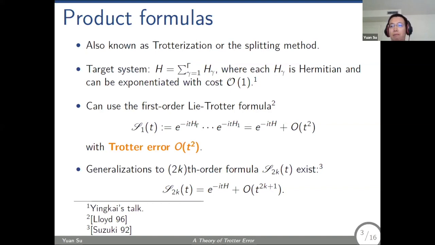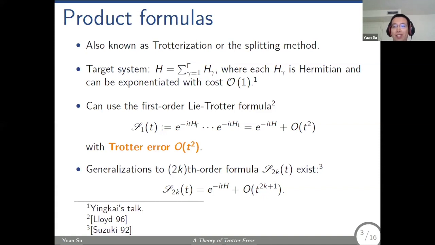In general, you can imagine that you can use more complicated formulas to achieve higher order accuracy. For example, you can use this S_{2k} formula to achieve 2k-th order accuracy, so your error will be t to the 2k plus 1. Okay, so this is a very simple method.